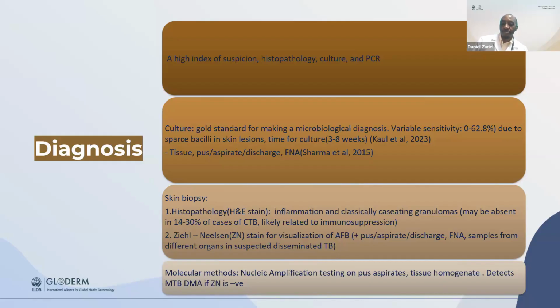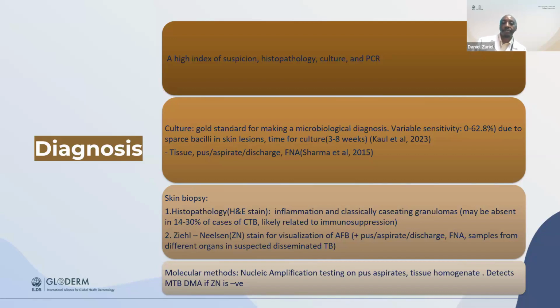And likely is related to immunosuppression directly by the mycobacteria themselves on the immune system. So the macrophages are not able to mount a proper granuloma that we can see under the microscope. That's important. Then we do, from H&E, the special stain, Ziehl-Neelsen stain, for visualization of the acid-fast bacilli from material that has been submitted.